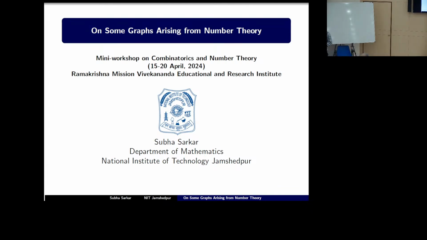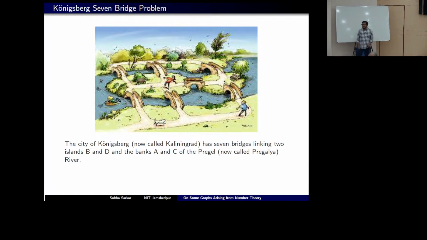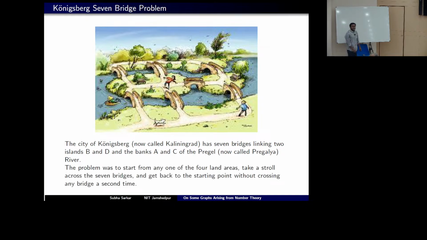Let us begin with this historical problem, known as the Königsberg seven-bridge problem. There was a city called Königsberg in Russia. The map, some portion of it, was like that. There were seven bridges, which connect these two river islands and these two river banks. Now the problem: you have to start from any of the land areas, cover all the bridges exactly once, and come back to the same area where you started.